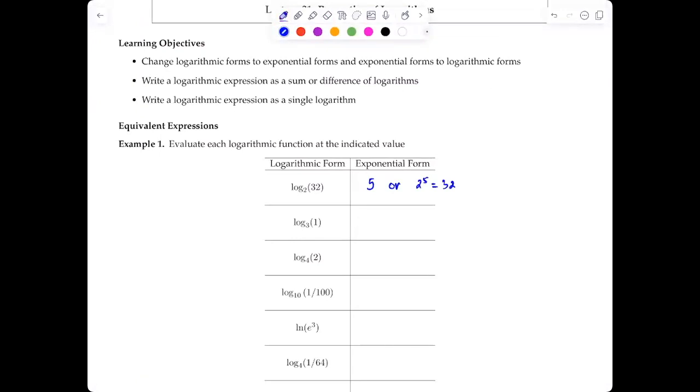Now, move on to log of base 3 of 1. Again, you ask yourself, what power should I raise 3 to get 1? 0, right? So 3 to the 0 is equal to 1. So therefore, the answer here is 0, or you can think of this as 3 to the 0 equal to 1. So here I have two answers in the second column. One is the direct answer of the logarithmic form, and the other one is the exponential form of the first column.